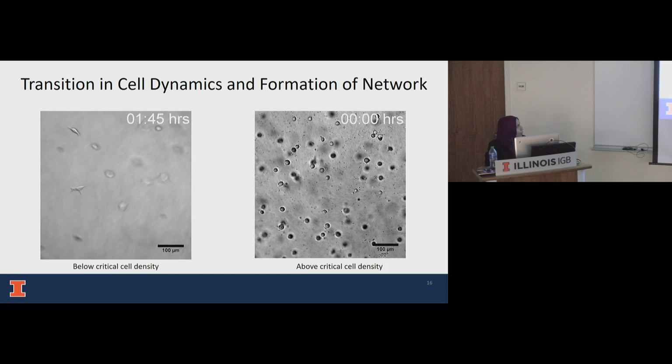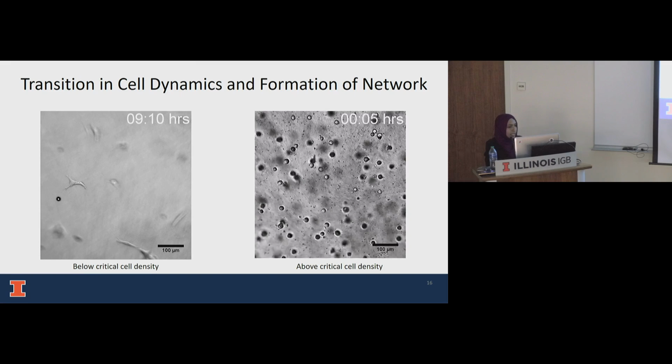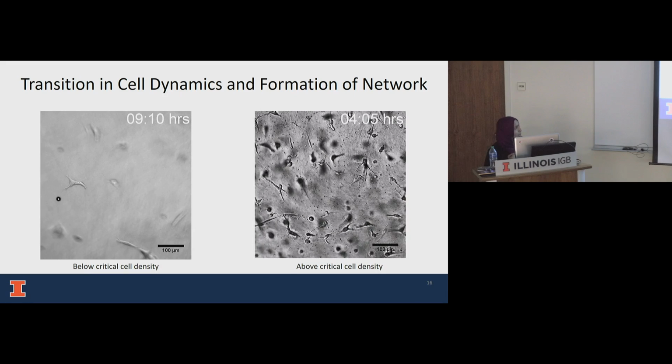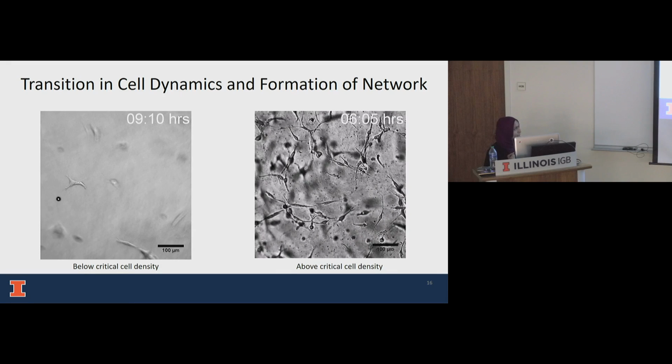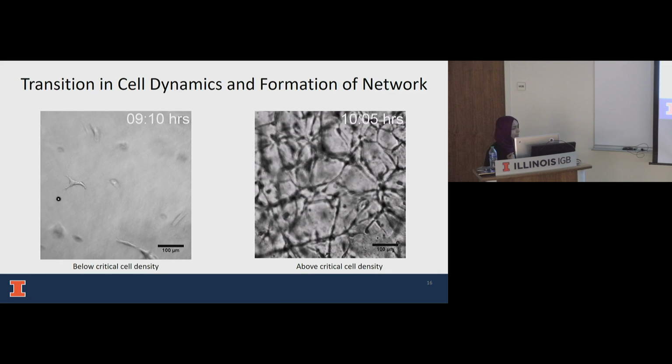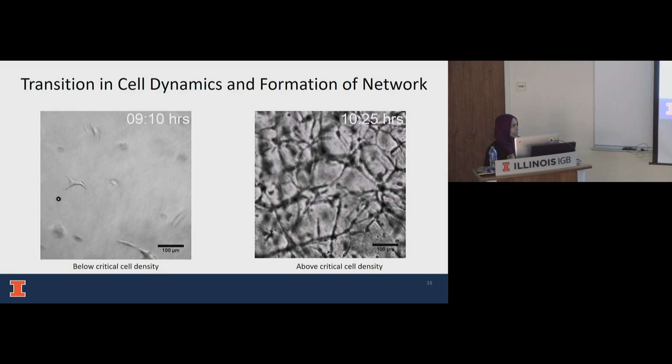So here we have a sample with below critical cell density. As you can see, two cells are coming close together, but then moving away, leaving each other, and the cell motion is random without sensing the presence of a neighbor. However, when we have cell density above the critical value, initially cells are moving randomly before they start sensing and communicating with their neighbors, and they form this network-like structure as they gradually compact the disks.